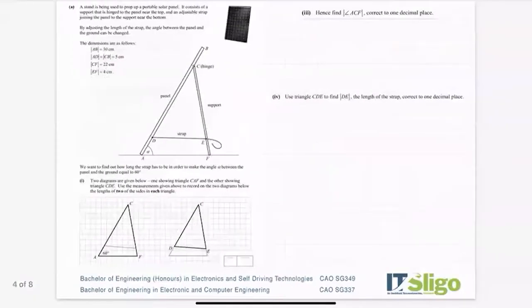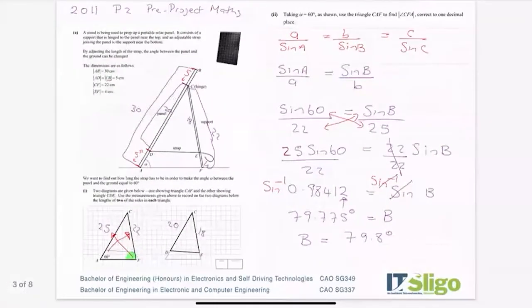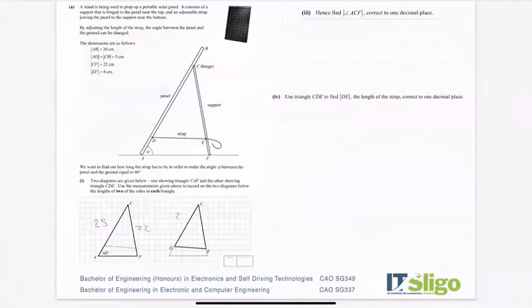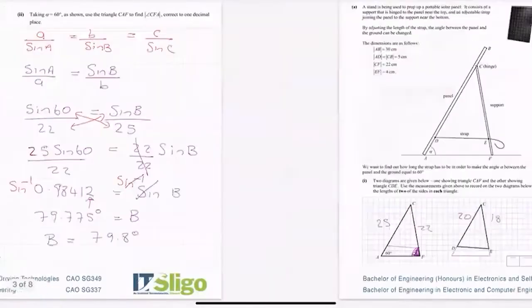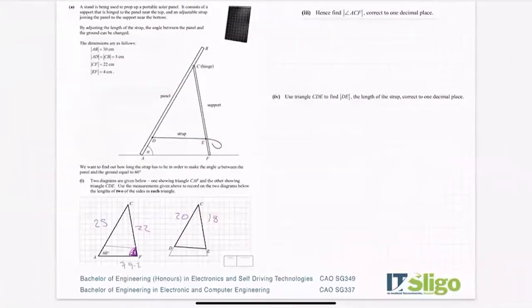Right, so let's move on. All I've done here is literally just copied out that question again so that we have all the dimensions to let us continue on with it. So we have 25, 22, 20, 18, and now we've worked out that this angle down here is 79.8. Hence find the angle ACF correct to 1 decimal place.